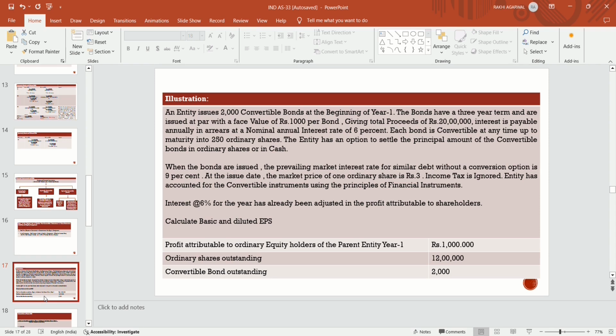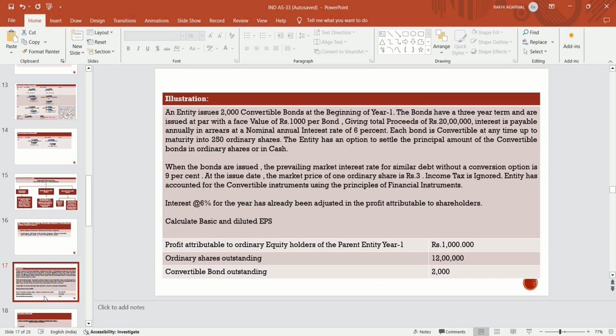The number of bonds is 2000, face value per bond is 1000 and term of bond is 3 years. Now the total proceeds becomes 2000 into 1000. Interest is payable annually in arrears at a nominal annual interest rate of 6%, so the coupon rate is 6%. Each bond is convertible at any time up to maturity into 250 ordinary shares.